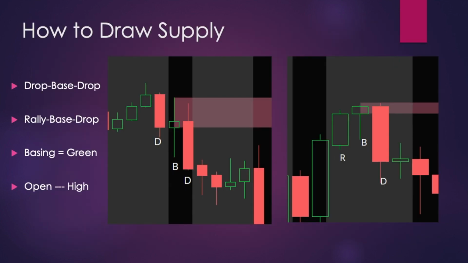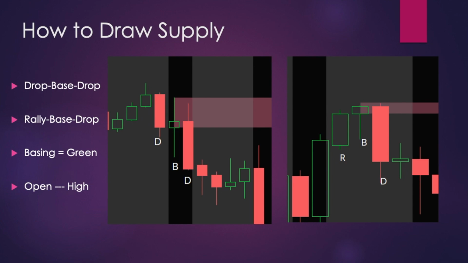Now, how exactly do we draw supply zones? So supply is the exact opposite of demand. So for the drop base drop formation, it refers to a green basing candle sitting in between two strong red candles. So you can see here a relatively medium-sized green candle sitting between two momentum bearish candles. Now, for the rally base drop, we need a solid green candle, followed by a relatively medium-sized basing candle, and then finally a strong momentum red candle.